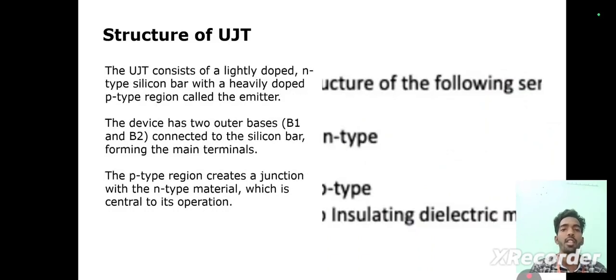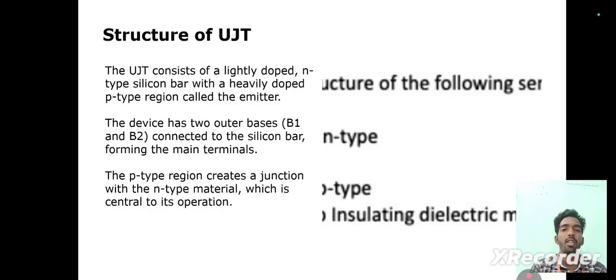The UJT consists of a lightly doped N-type silicon bar with a heavily doped P-type region called the emitter. The device has two outer bases, B1 and B2.